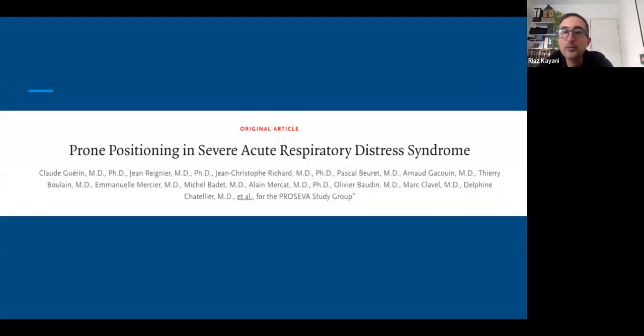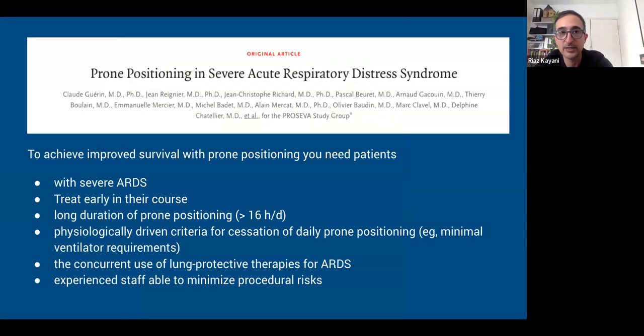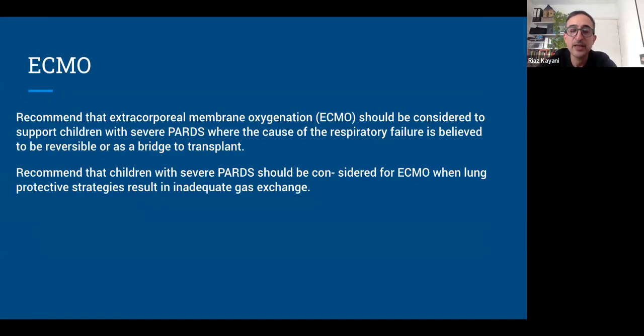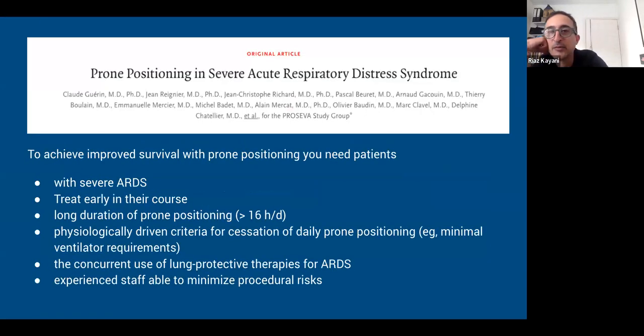So I was just going to finish off with one little thing about proning. Proning was one of those things that there wasn't a lot of evidence for, and we weren't that keen to prone children that often. But there was a study called the PROSEVA study, which some of you will have heard about in the New England Journal of Medicine, which essentially said that, I won't go through the data with you now, but in severe ARDS, if you prone them early, you certainly can have an effect on outcome.